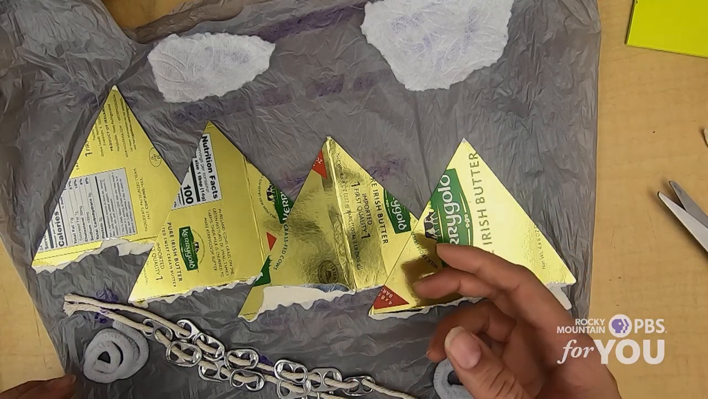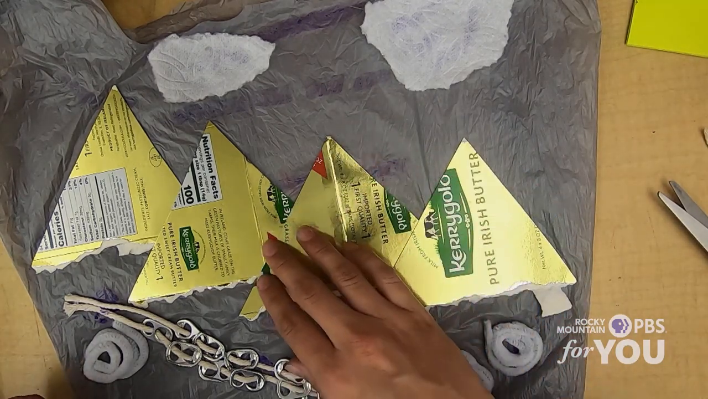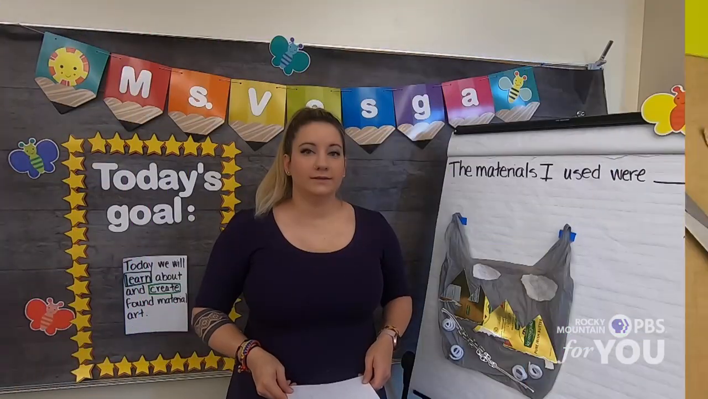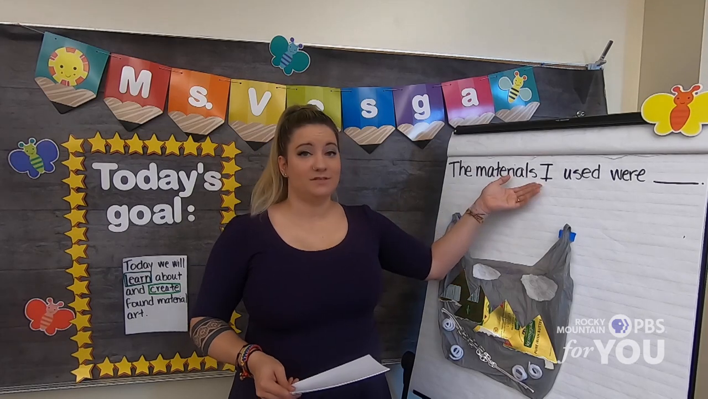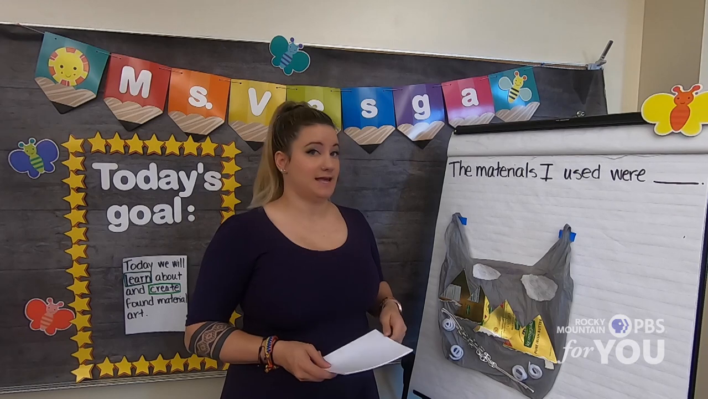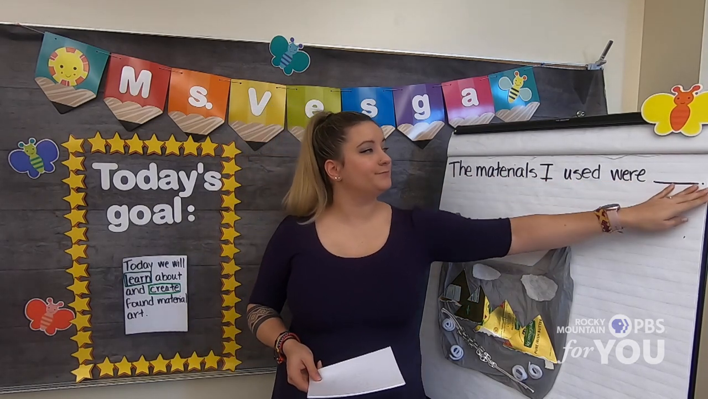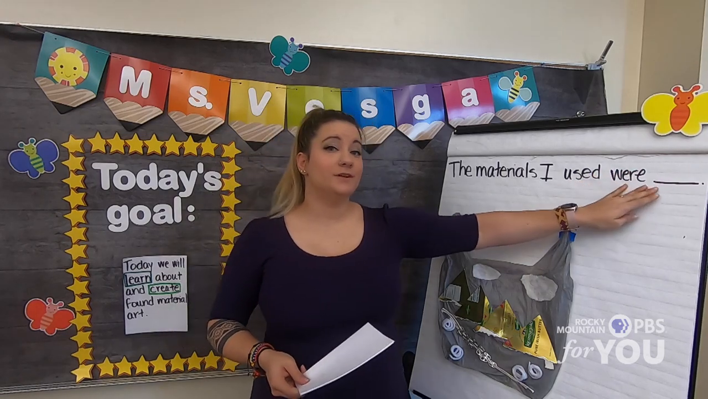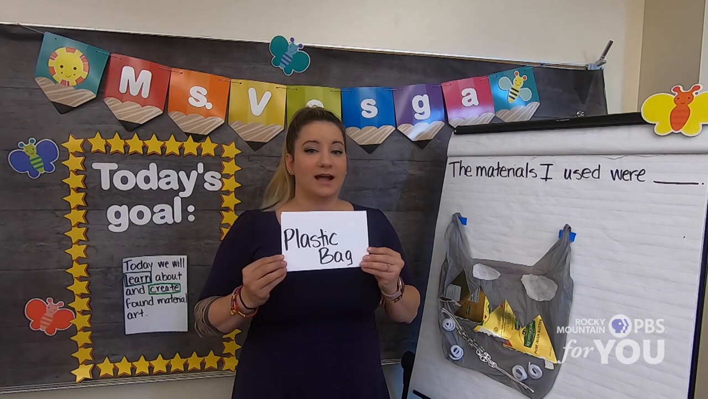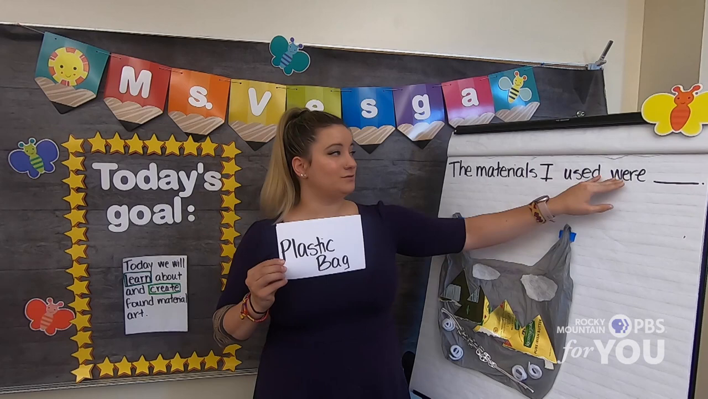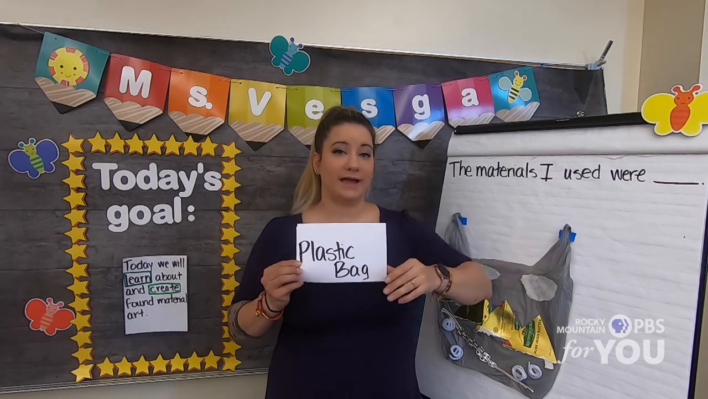Let's go check out some of the words that we used when we were describing some of the materials that we used. Let's use our sentence stem to talk about some of the materials that we used. The sentence stem says, the materials I used were blank. The blank is where we put the materials we used. So let's review. I used a plastic bag. The materials I used were a plastic bag.